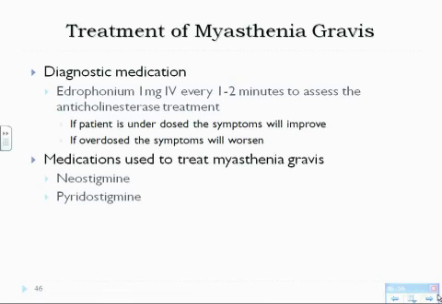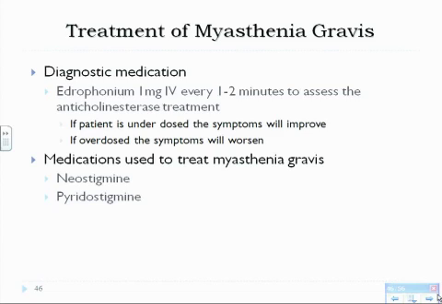If the patient's symptoms actually get worse, that means that person has actually been overdosed on anticholinesterase agents. Okay, so edrophonium will actually make that situation worse. But a true myasthenic patient without any anticholinesterases on board, when you dose them with edrophonium, they get better.